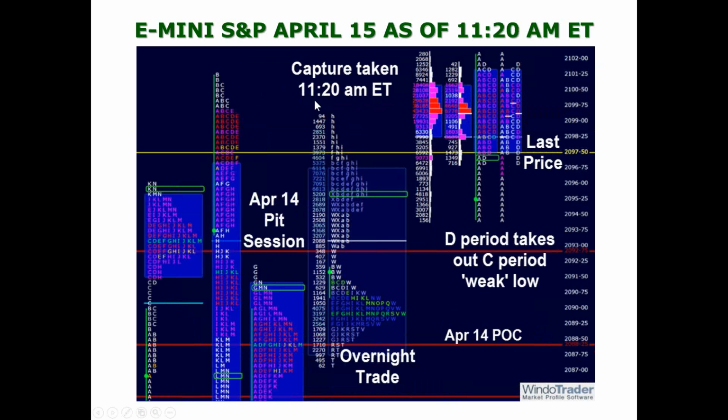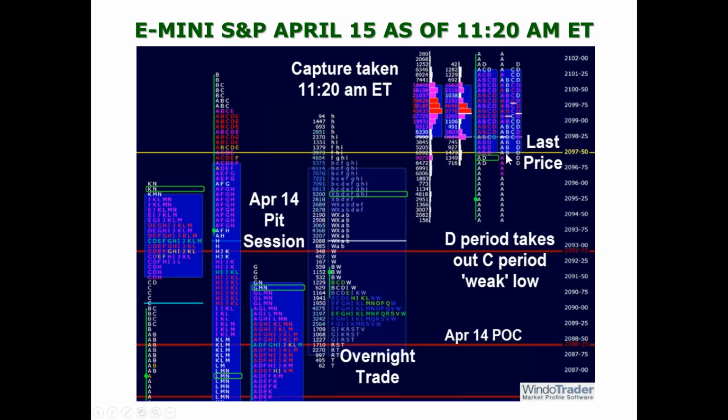I took another capture. I think this is only 6 minutes later, so it's 11:20 a.m. Eastern time. We have come back down through half back. So the D period takes out the C period, weak low. So when that market rallies, as a short-term trader, how do I use these things effectively?